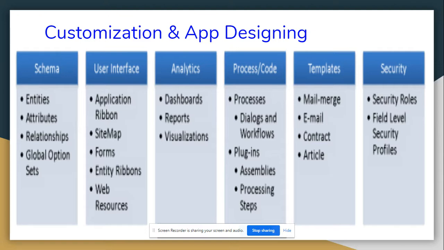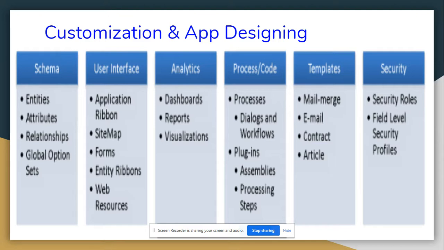In the first block we have schema. Schema, in the sense, is like some objects. We have entities, attributes, relationships, and global option sets. Entities are nothing but a set of objects, like fields or anything, a set of individual objects, I can say.